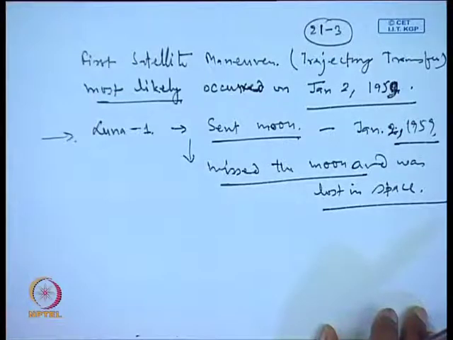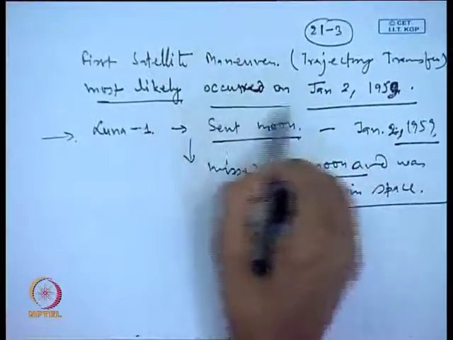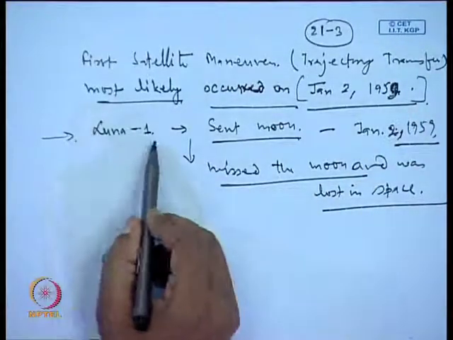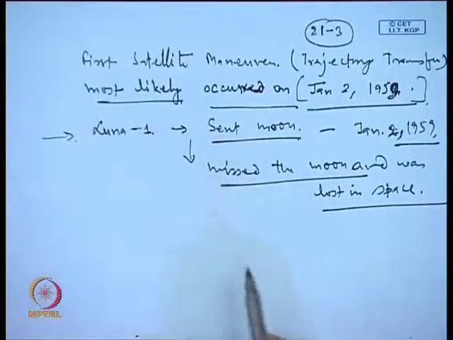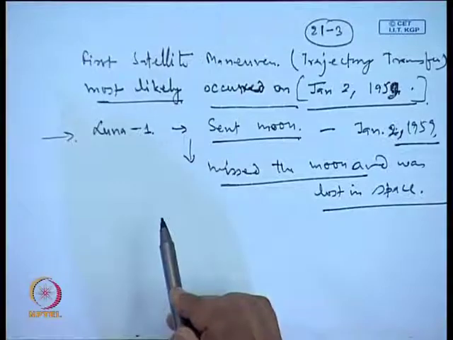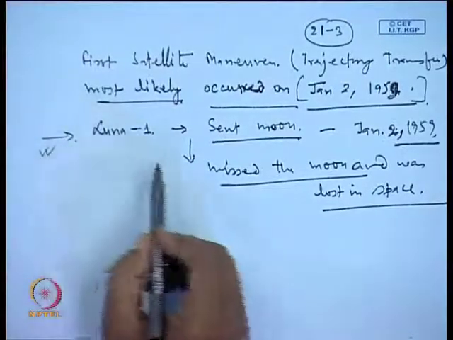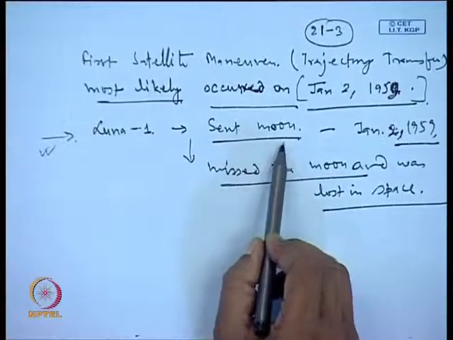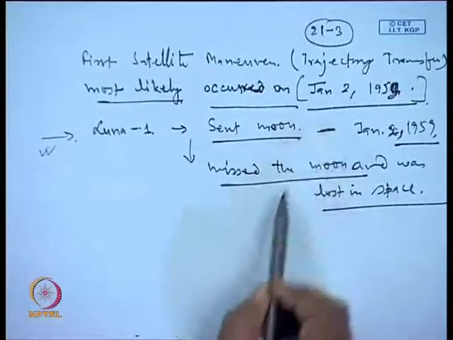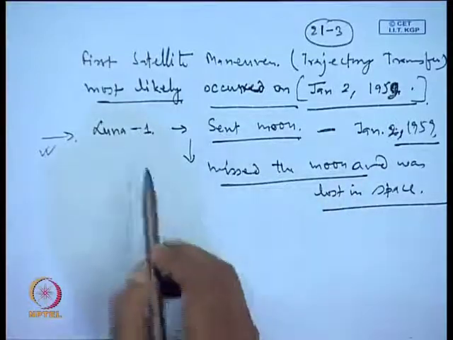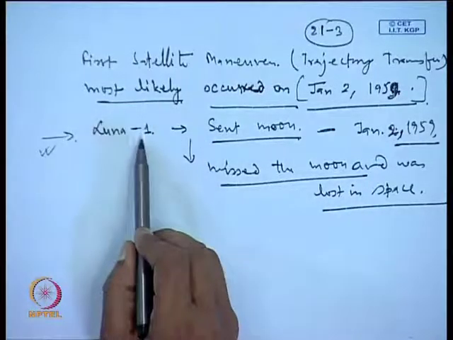So, exactly the dates and other things are not available in a very confirmed way, but it is most likely January 2, 1959, when Luna was sent to the moon. This was basically a race between the US and Russia. Both countries were trying to send their satellite to the moon first. The Soviet Union was the first to do this, and thereafter America rushed into this business.